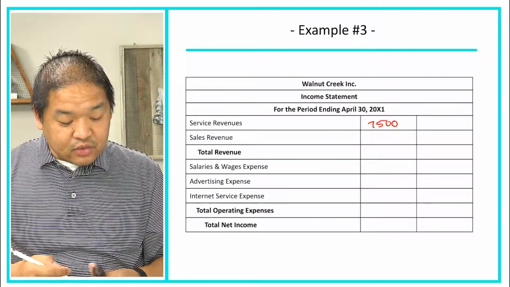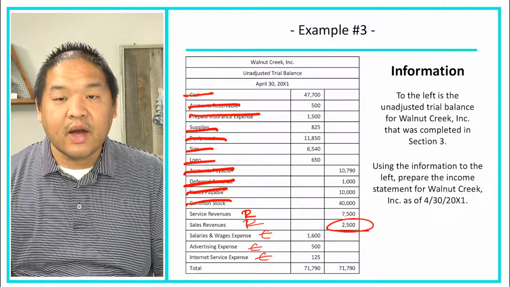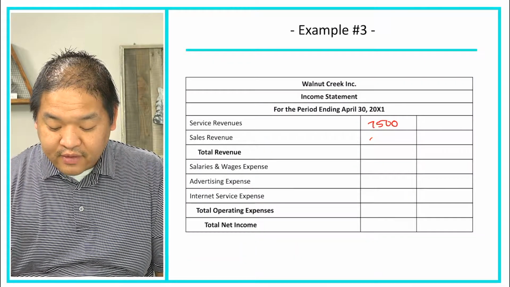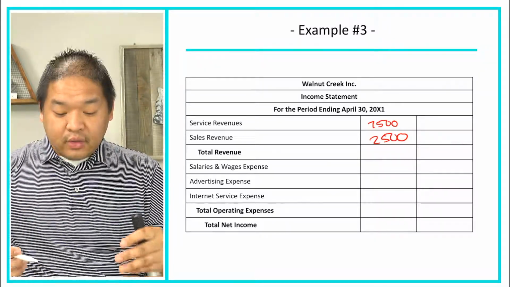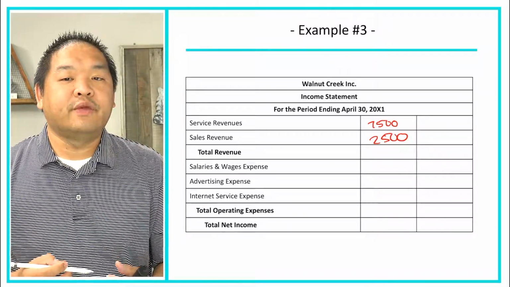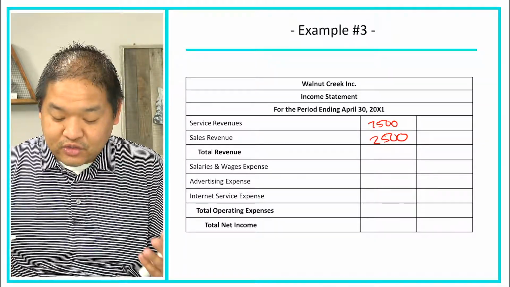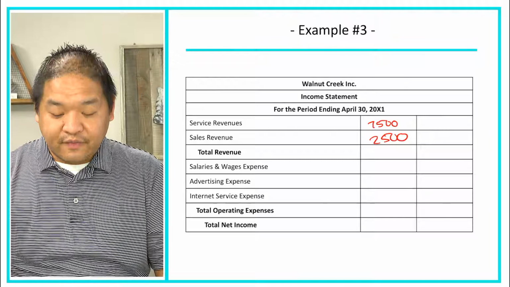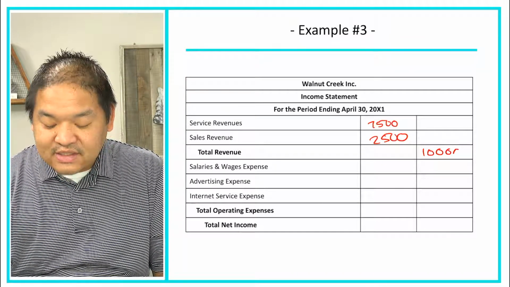Then the next one is sales revenue. So I can go back to my unadjusted trial balance. Sales revenues is $2,500, so I'm going to put $2,500. And then from here, we would get to total revenue. Well, what would total revenue be? It would be all of the revenues, so we would add up all the revenues. So 7,500 plus 2,500 is 10,000. So I will move the 10,000 here because that's the total.